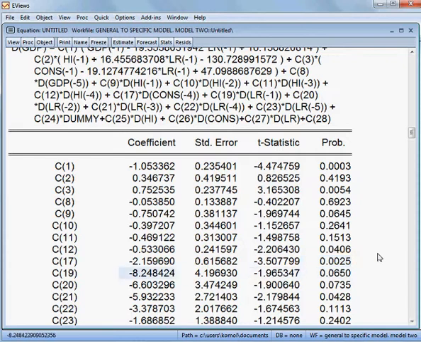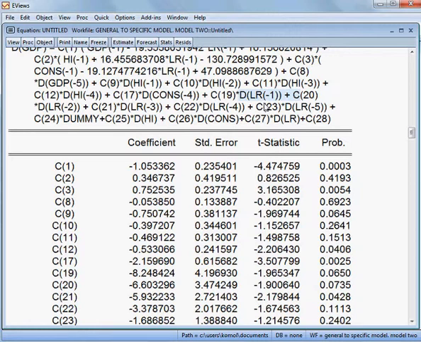Okay, then C19. What is happening? C19. It is significant. Why is C19? This one, right? Yes, C19. Okay. C19. It is significant plus the sign is negative. The sign is negative. We are happy about the model. Why? Because the lending rate and GDP should have a negative associationship.